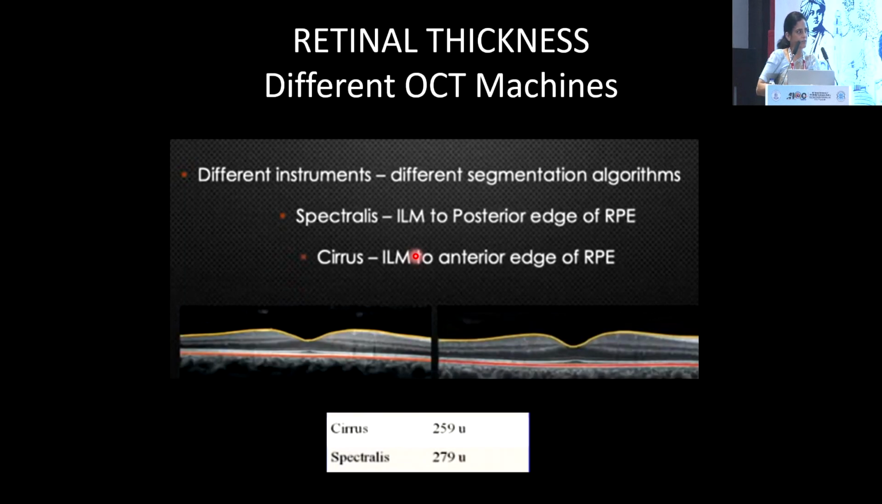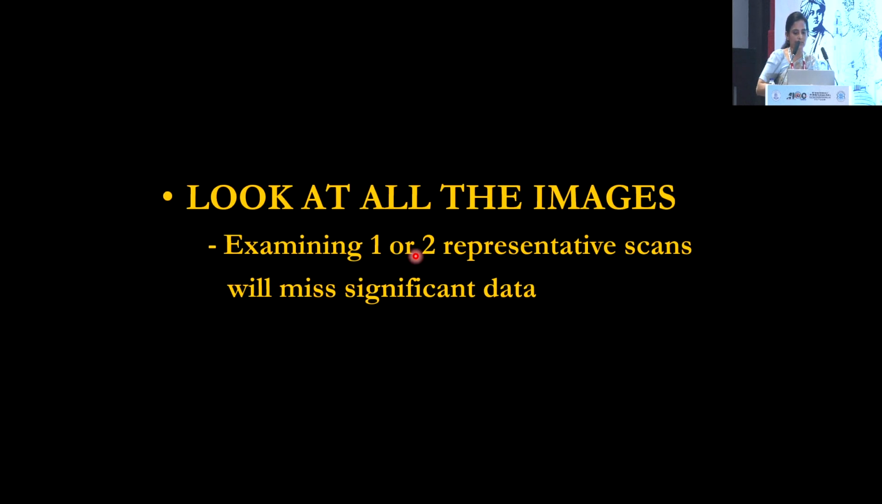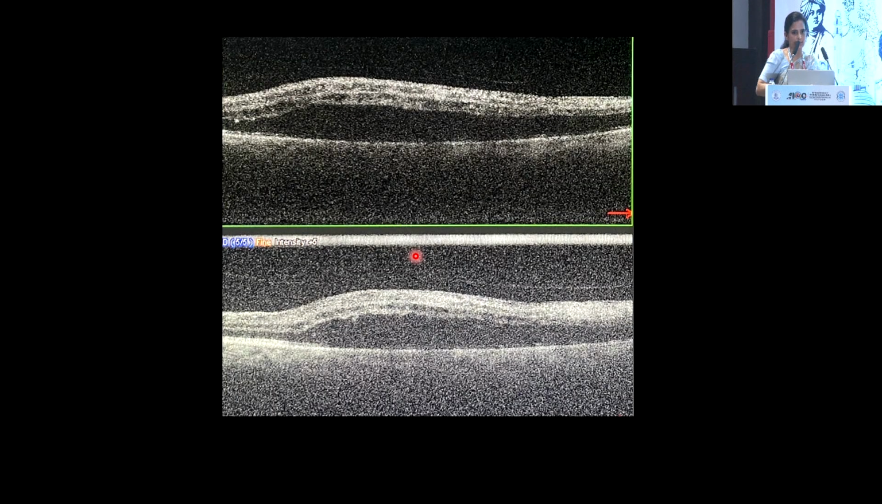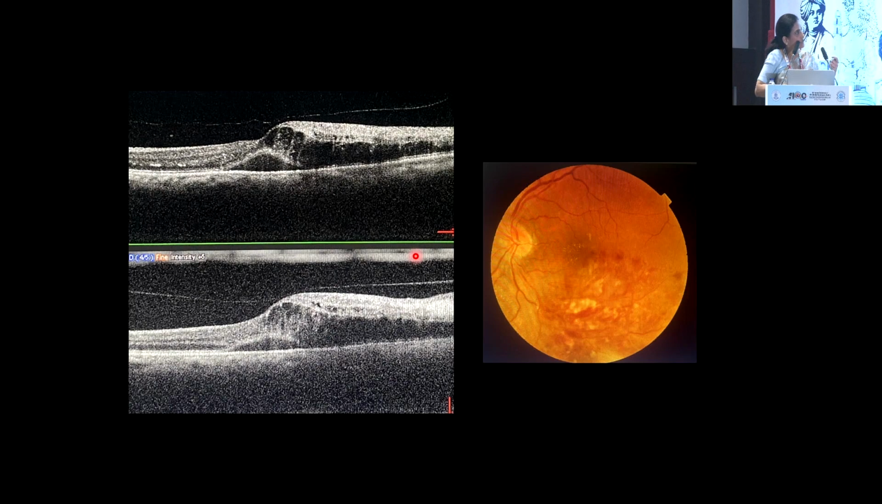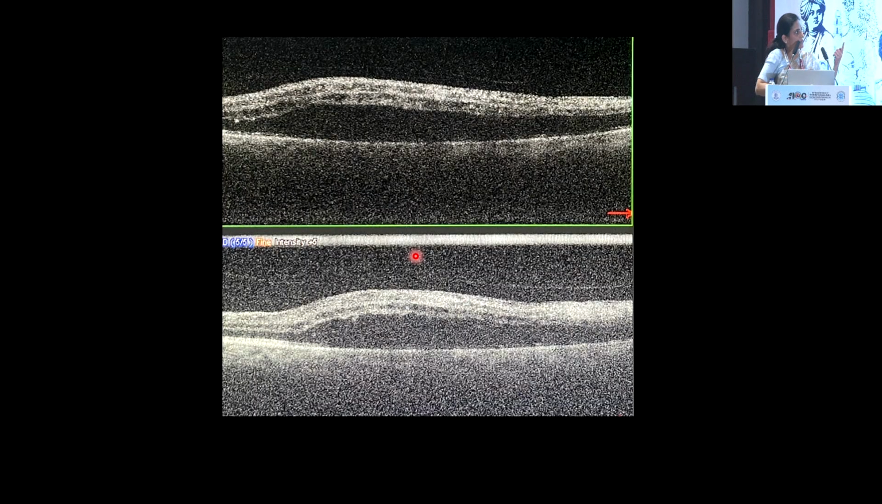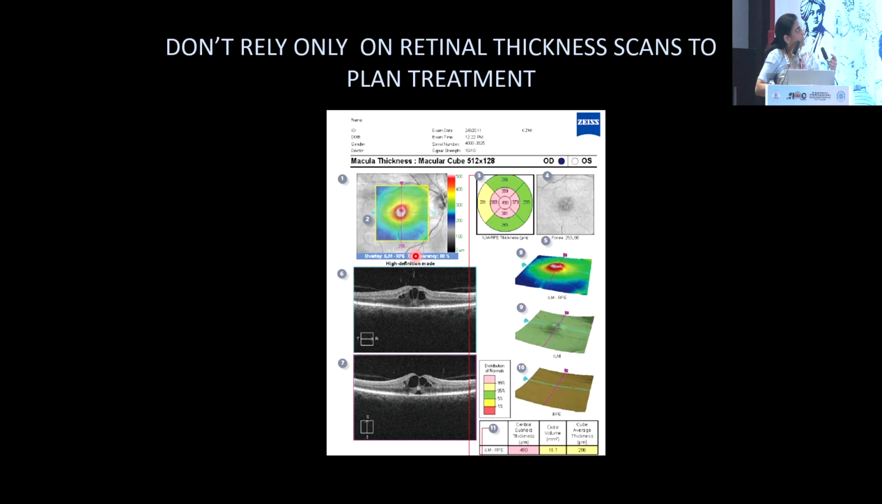So again, some pitfalls: retinal thickness, do not compare it between two different machines. Look at all the images. Like I said here, this has been done by a technician, and you see the subretinal fluid over here. This patient actually had a branch retinal vein occlusion, so it was not what it looks like, a retinal detachment. Don't rely only on the retinal thickness.